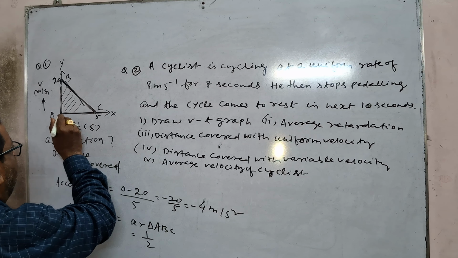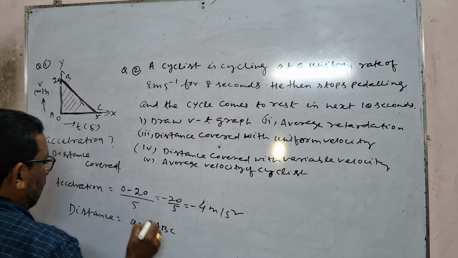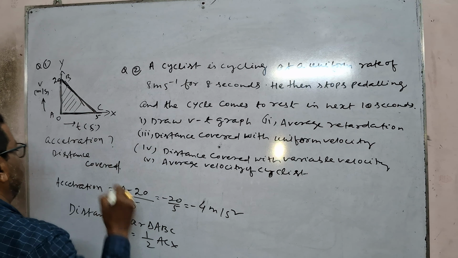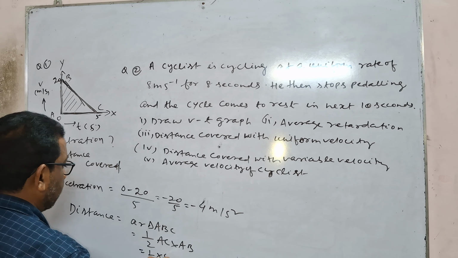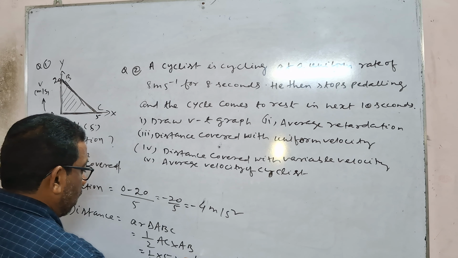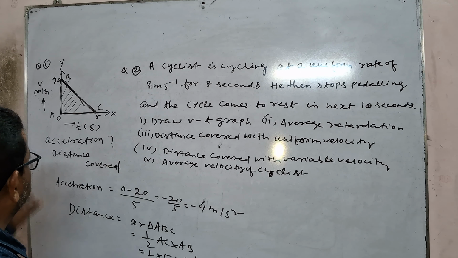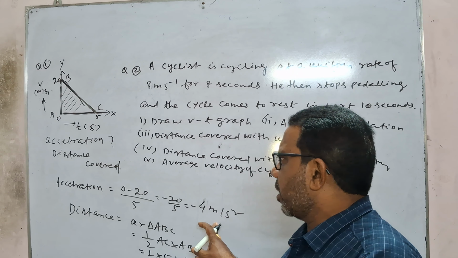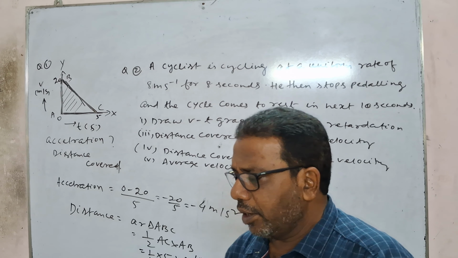Area of a triangle equals half base into altitude. Base is AC and altitude is AB. AC is 5, AB is 20, half of 5 into 20 gives 50 meters. So in this graph, acceleration is minus 4 meter per second squared, and distance covered is 50 meters.